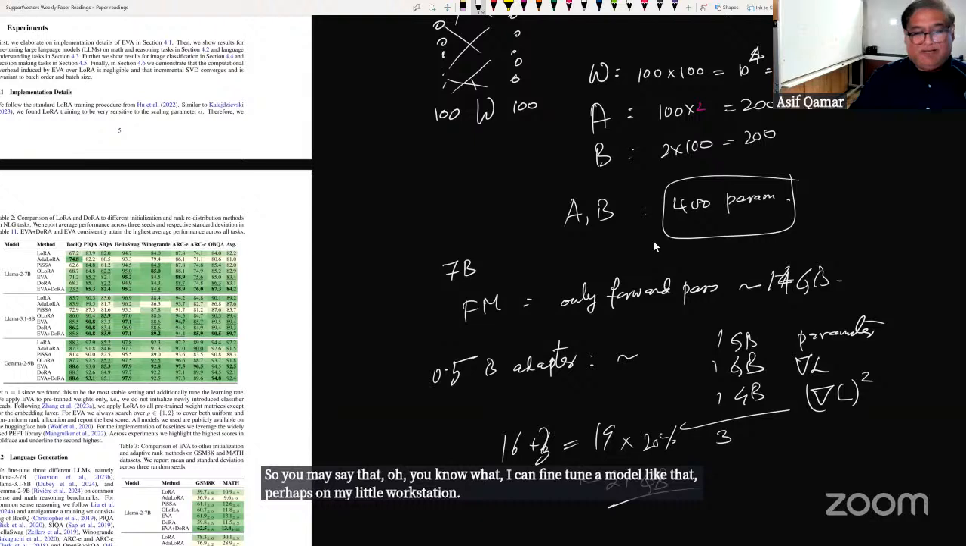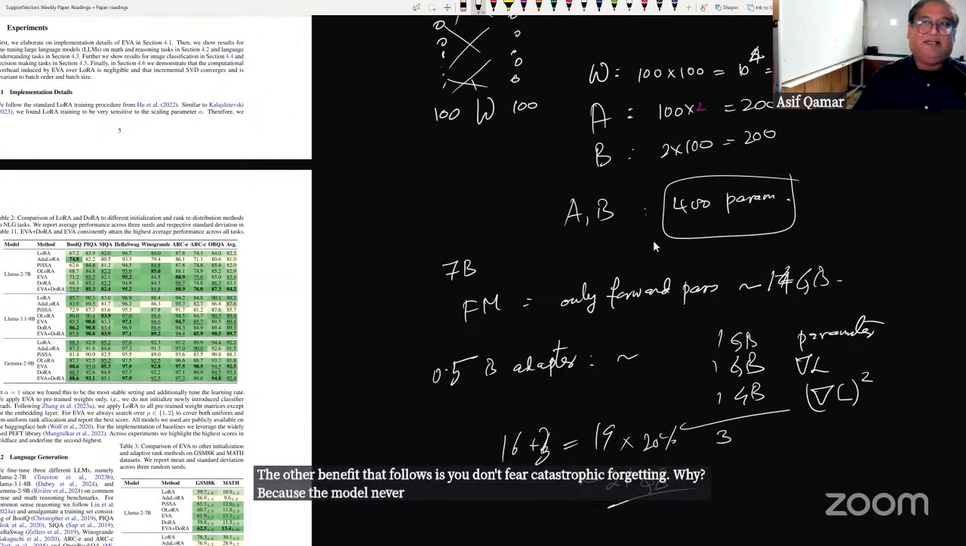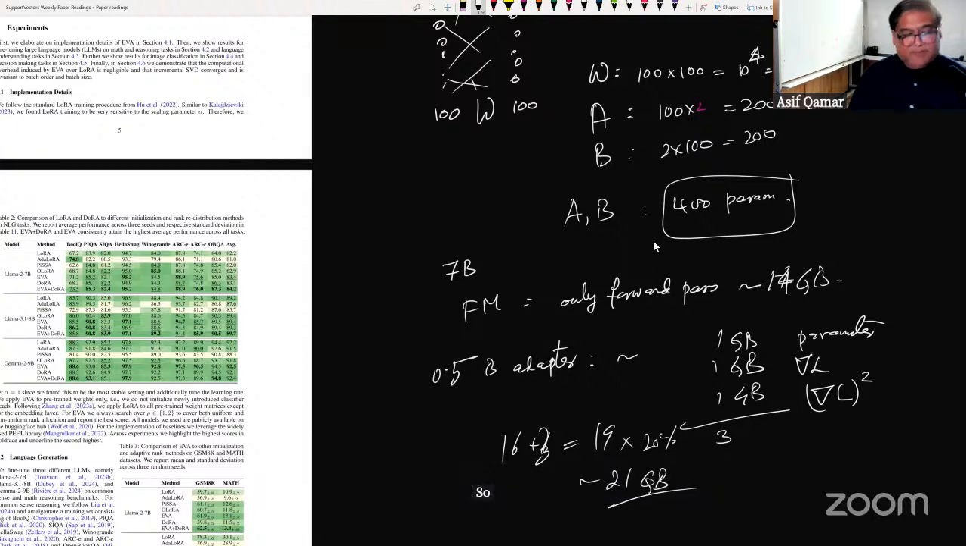So obviously the benefits follow. The other benefit that follows is you don't fear catastrophic forgetting. Why? Because the model never changed. The foundational model is still there. So that was LoRa.